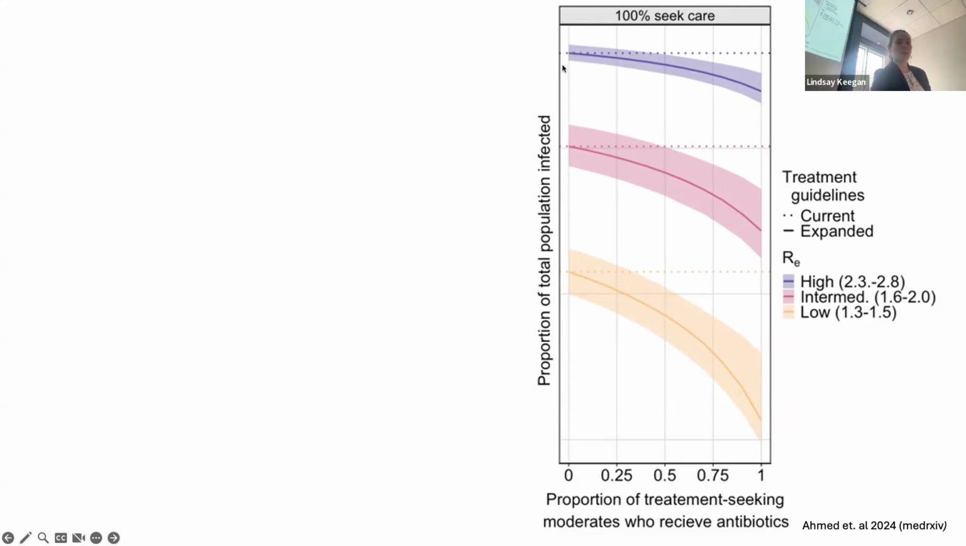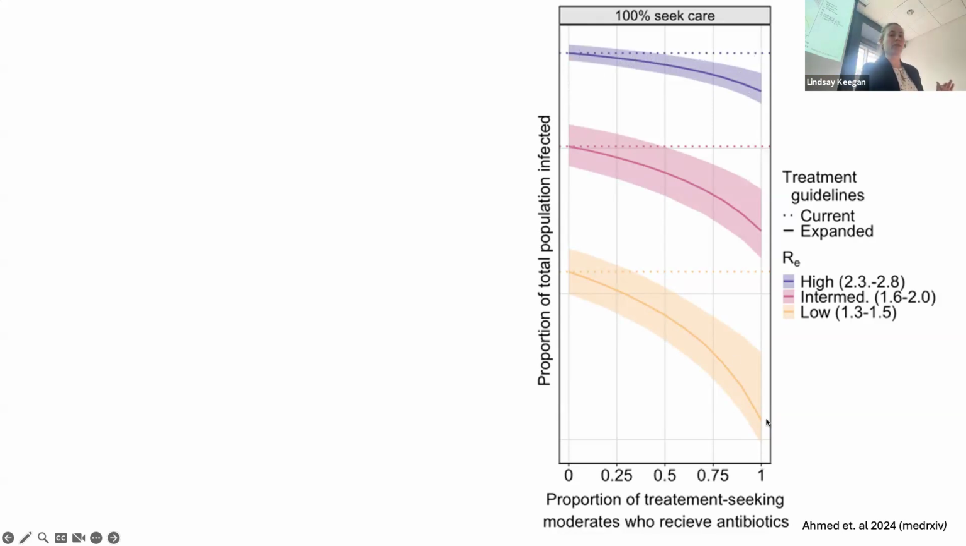And right here, where it intersects 0 is where none of them get treated. And so that's the current status quo. And then as you move across the x-axis, we're treating a higher proportion of those. So at the beginning here, we're turning everybody away. No antibiotics for moderately infected, only severe, which is currently what's happening. And this dotted line tracks that outcome.